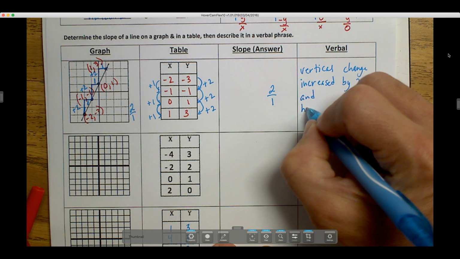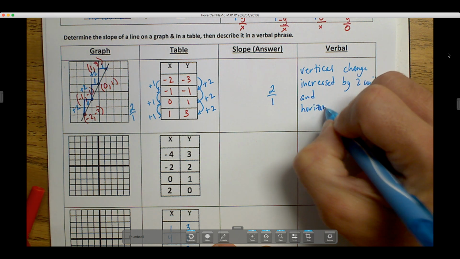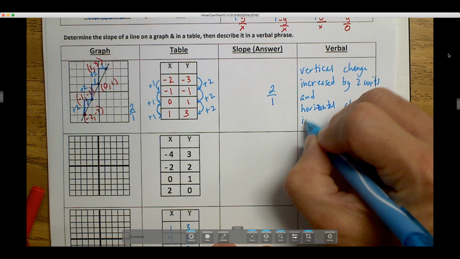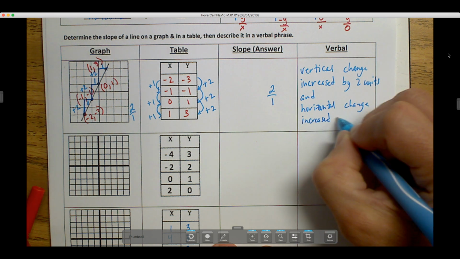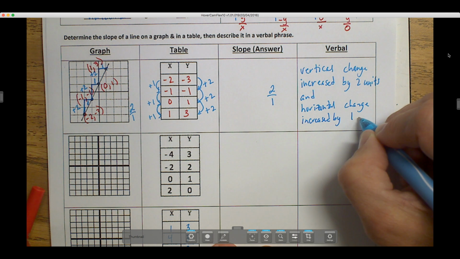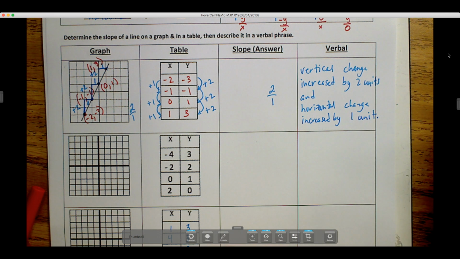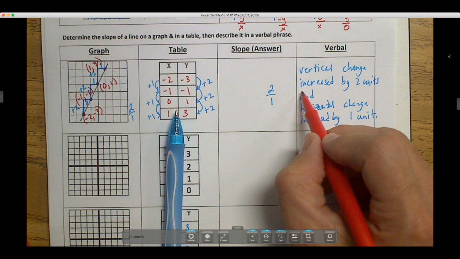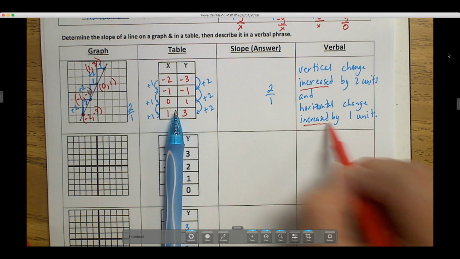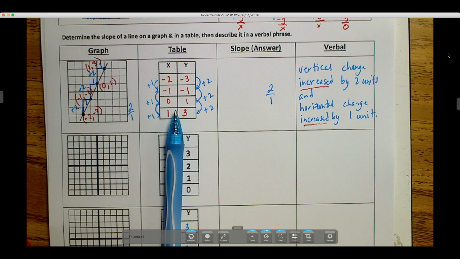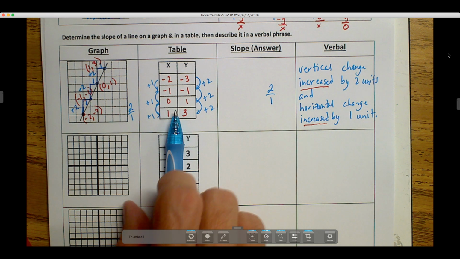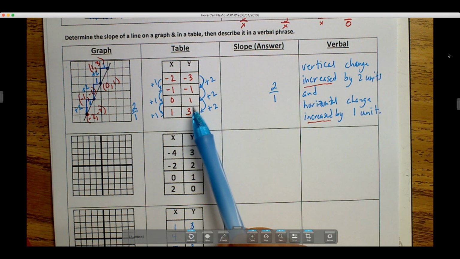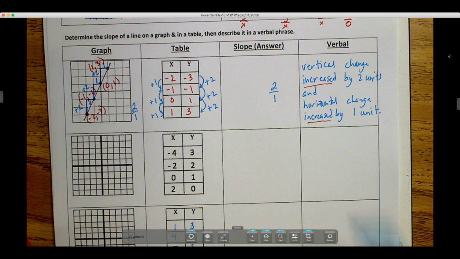And our horizontal change increased by 1 unit. And that would be a good description. Notice that I used the word increased when they went up. I would use the word decreased if they went down. Okay, so that's how you find the slope, and they should match up, 2/1, 2/1.